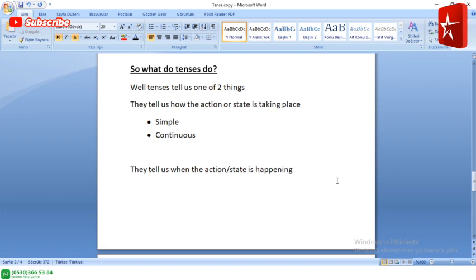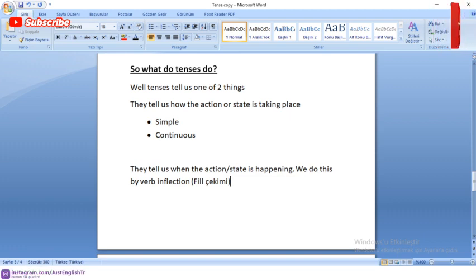Okay, wow, I've done a lot. Tense tells us when the action happens. And the way we do this is by verb inflection. I'm not sure of the Turkish term, but I think it's something like verb çekimi. Forgive me for my terrible Turkish; it should be better, I've been here for nearly 20 years. Verb inflection basically means we change the verb in order to show time.